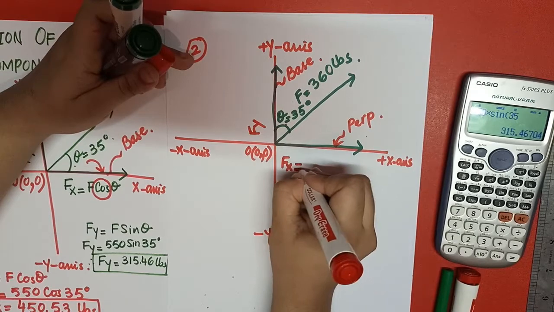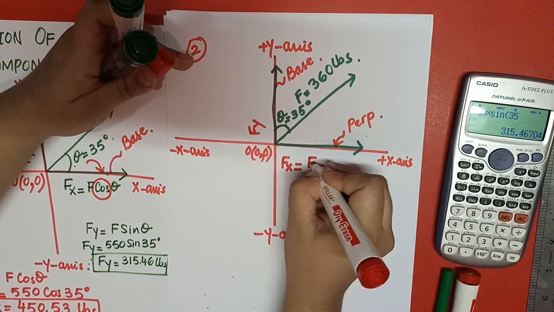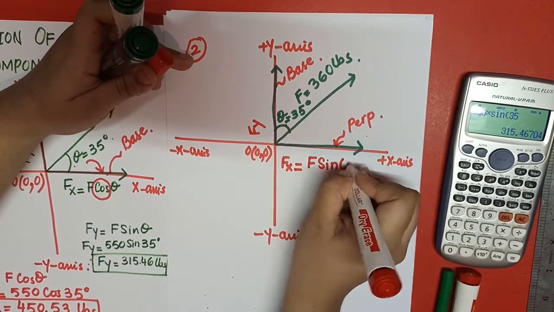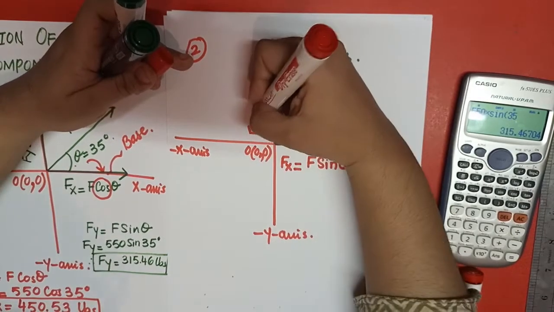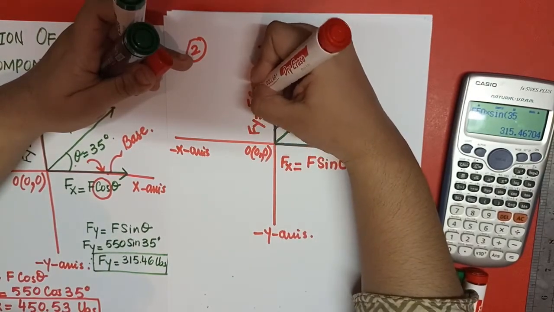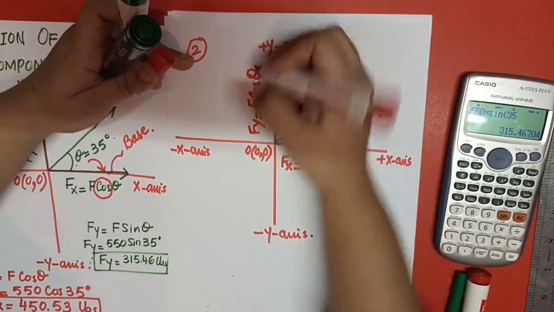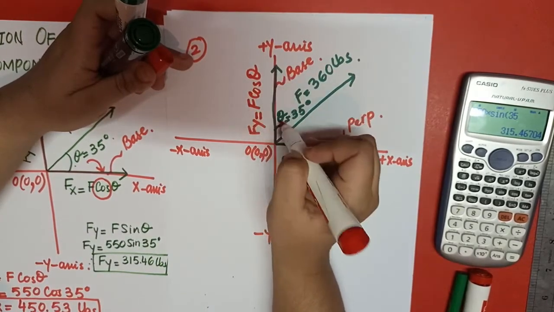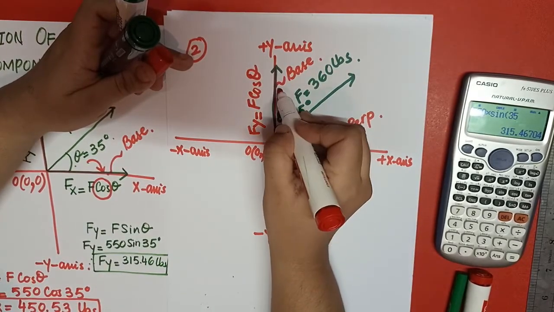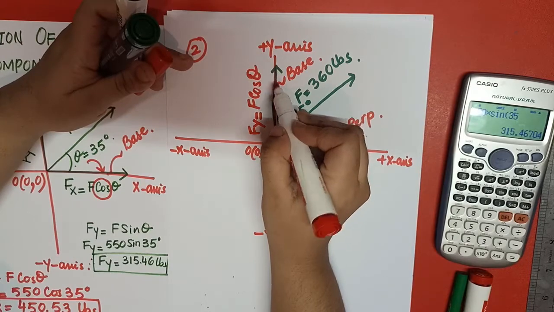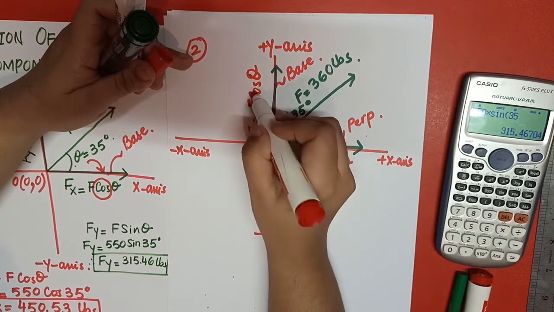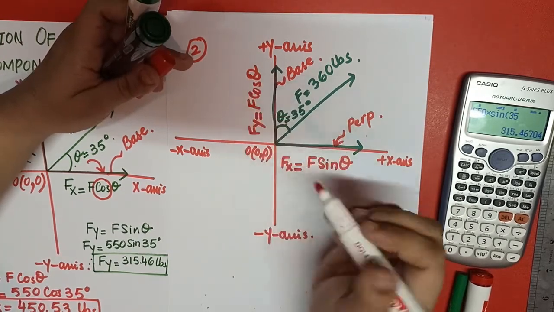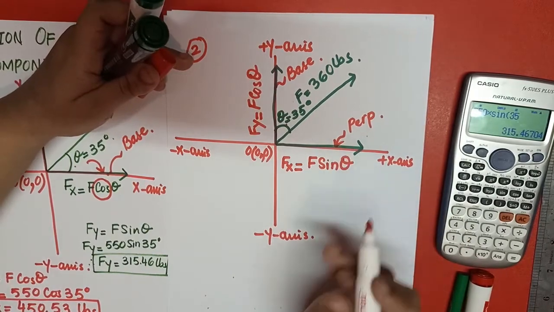So what I have to write down here, F sine theta. Fx should be F sine theta and Fy should be F cos theta, because the angle is attached with this positive y-axis. That's why we are taking cos here and here is sine. This is the perpendicular side.